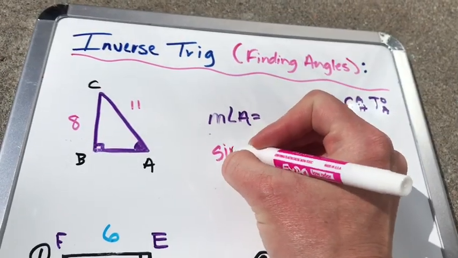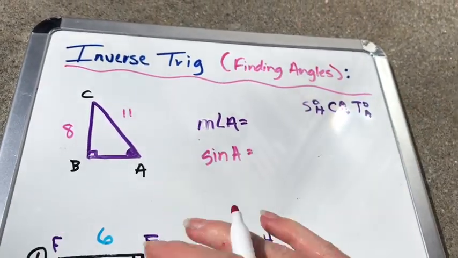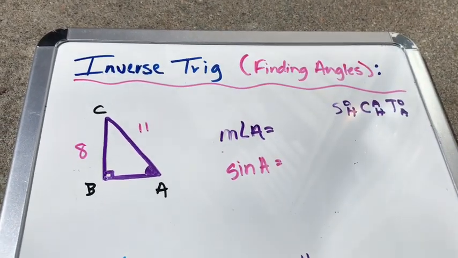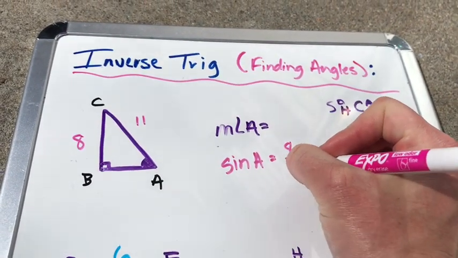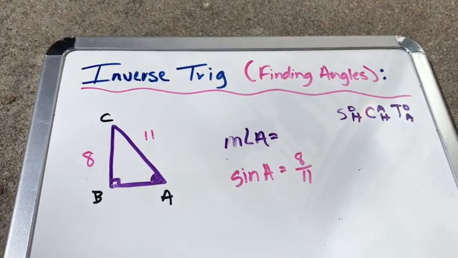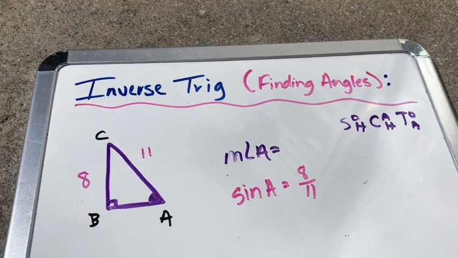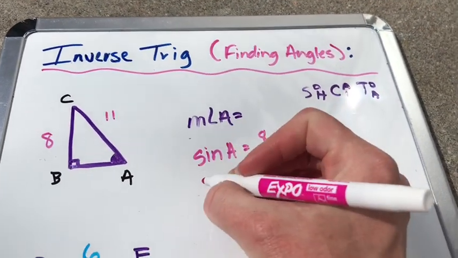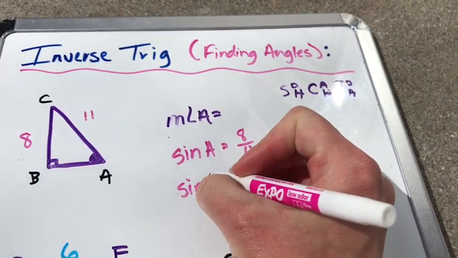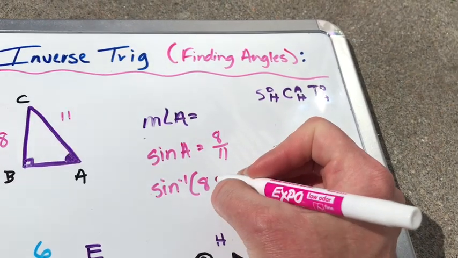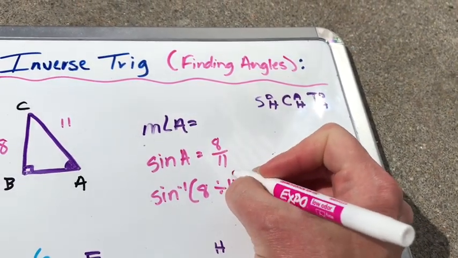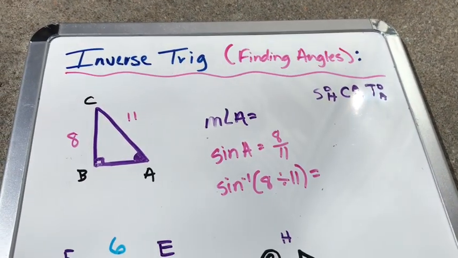Okay, sine of angle A is equal to opposite over hypotenuse. So opposite, 8, over 11. Okay, and that's true. The sine of A is equal to 8 over 11. But what we need to type into our calculator is going to look like the inverse sine of 8 divided by 11. Okay, and that will give us our angle.